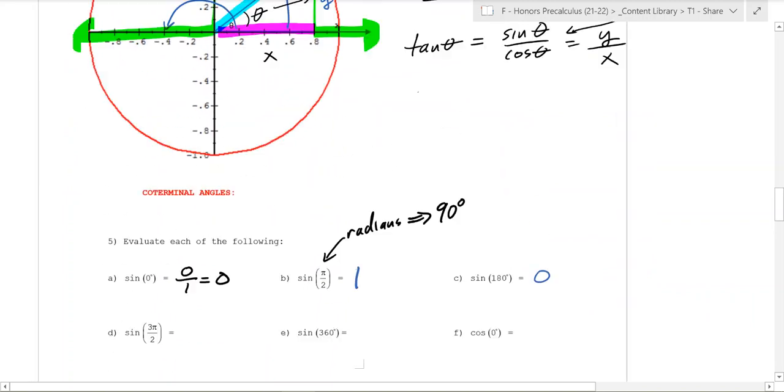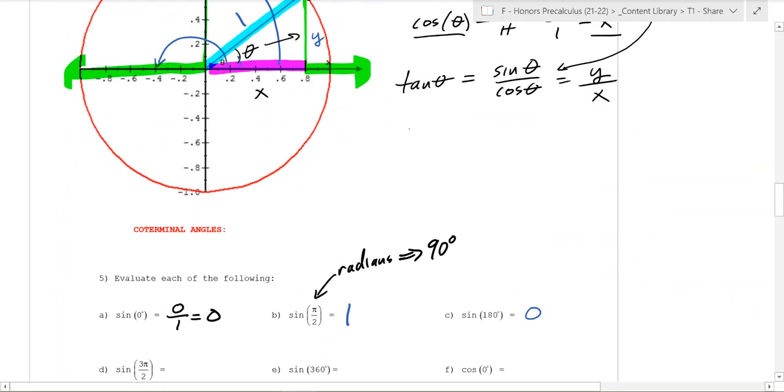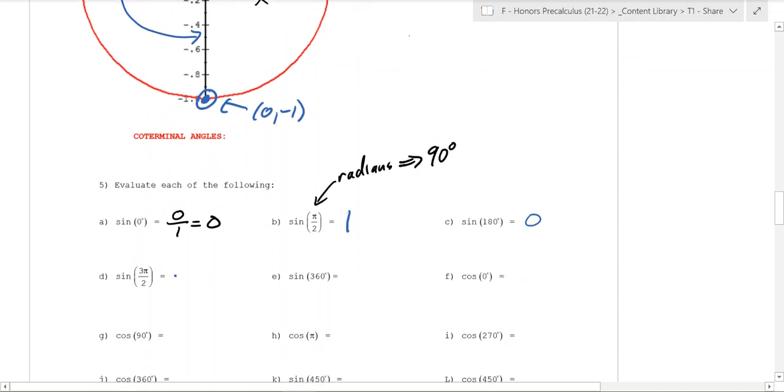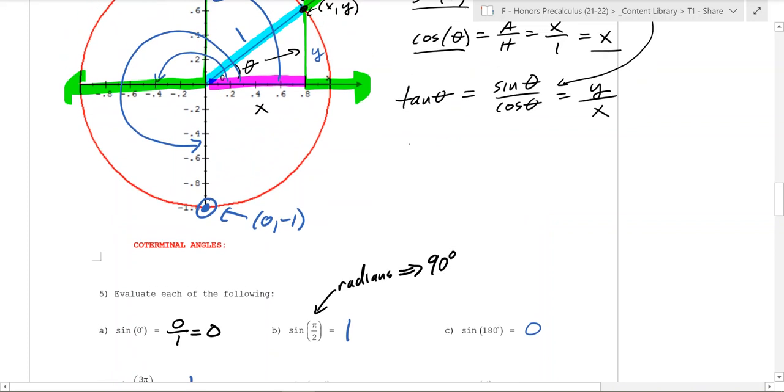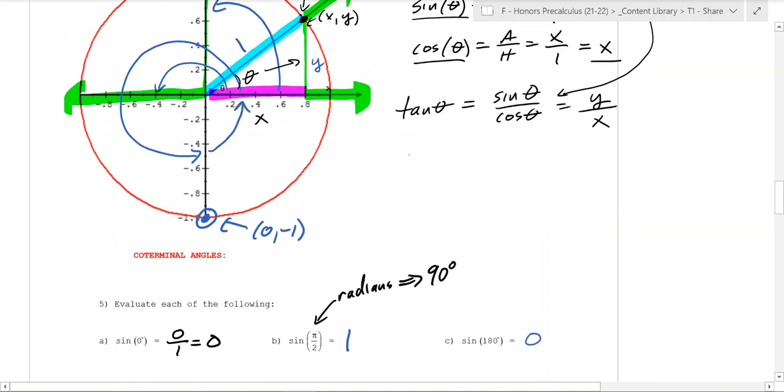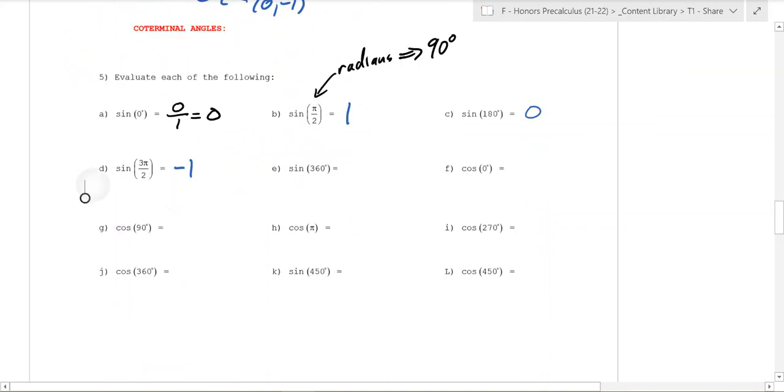What about 3 pi over 2? That's when you go all the way to here and you're at this point. What's the y value there? Well, that's 0 comma negative 1. The height is negative 1, so it's going to be negative 1. What about sine of 360? You go all the way back, and the point we're at now is 1, 0. So the height again is 0. So 0 and 1s are really important here.